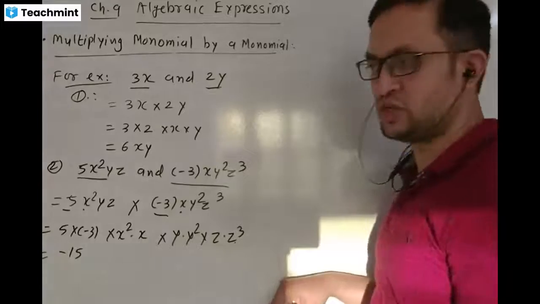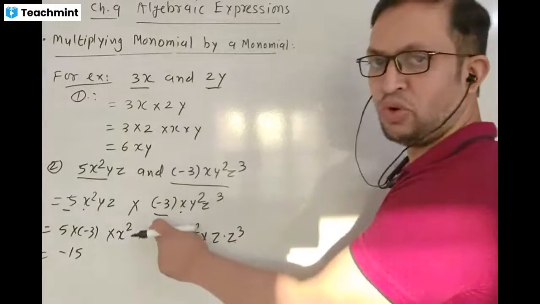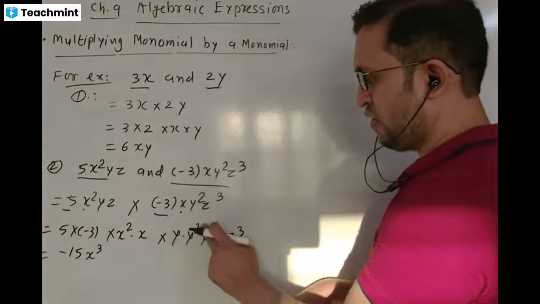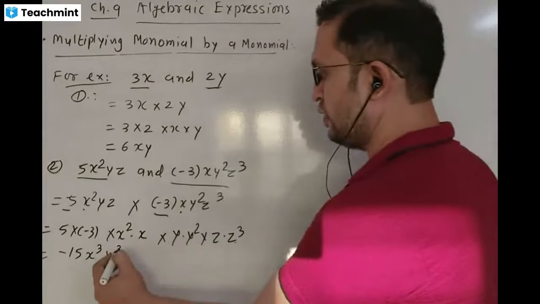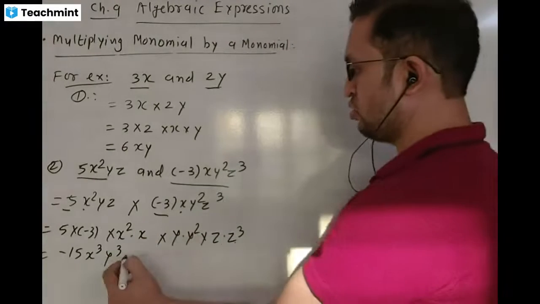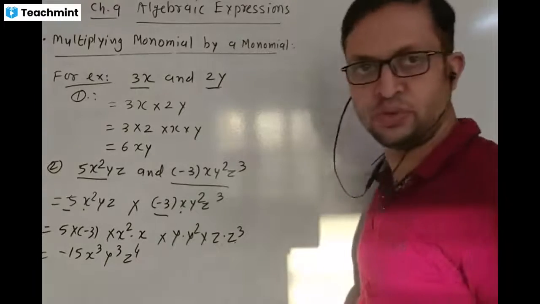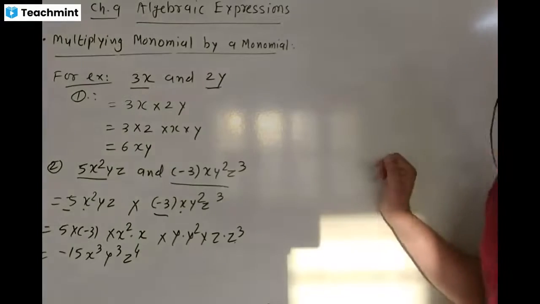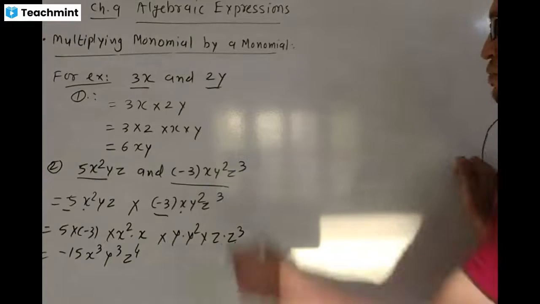x square into x, that is power 2 and power 1, 2 plus 1 is 3, x raised to 3. y to 1 and y square, that is y raised to 3. z to 1 and z raised to 3, that is z raised to 4. And similarly, multiplying 3 or more terms with a monomial.